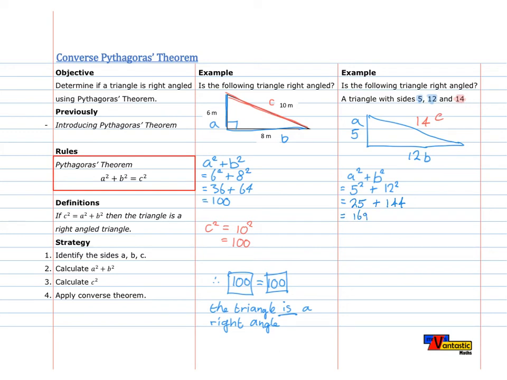And so we want to check if that's the same as 14 squared. So c squared is 14 squared, and 14 squared is 196. And here's a problem, because 169 definitely isn't 196. So a squared plus b squared is not equal to c squared. So therefore, the triangle is not a right angle.